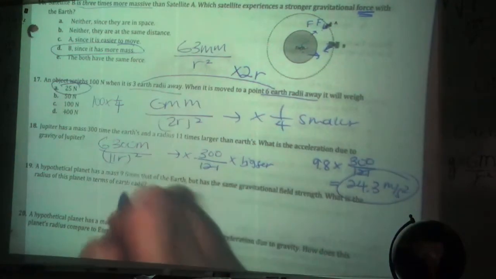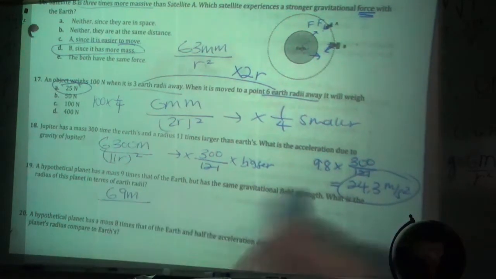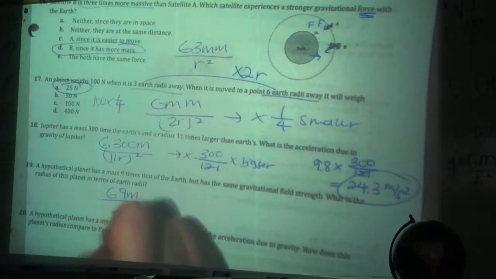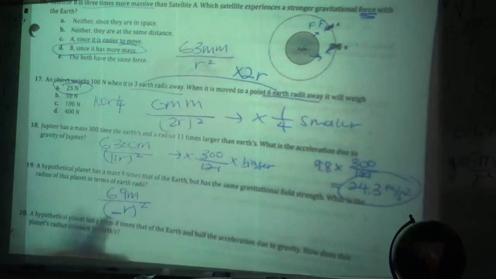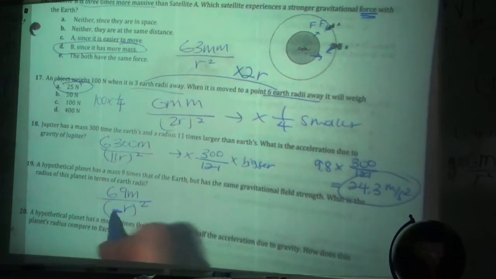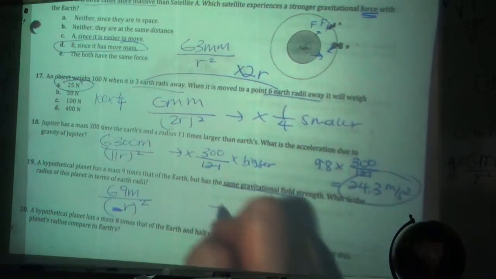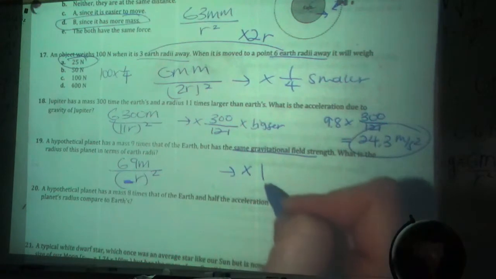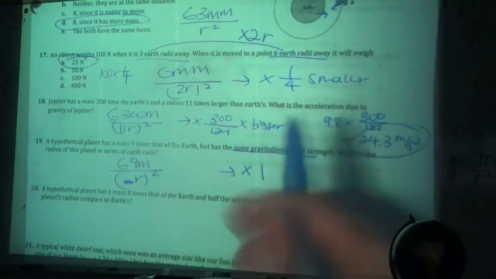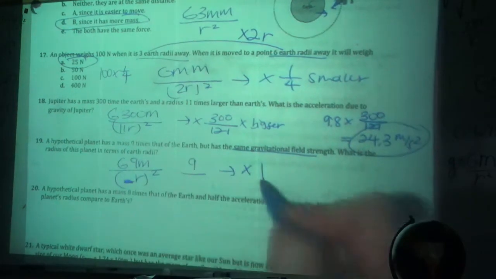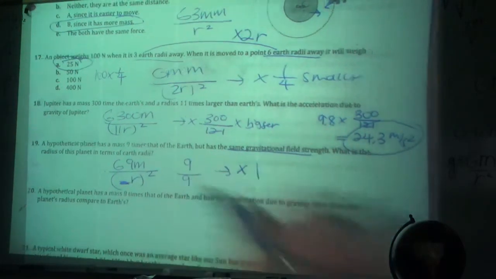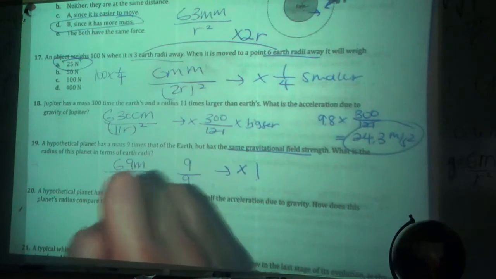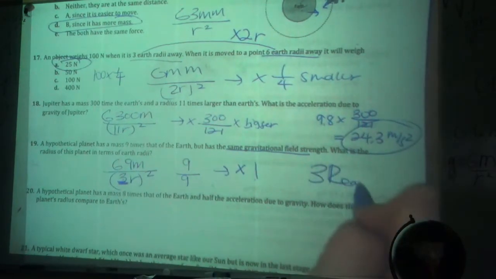A hypothetical planet has 9 times the mass of Earth and the same gravitational field strength. What would you have to do to r? Like, what is this r in terms of the other r? So how many times bigger or smaller is it, basically? If I want to get the same gravitational field strength, then I need to multiply by 1, because multiplying by 1 is the only way it stays the same. If you multiply by 2 or 1/2, you're getting bigger or smaller. So right now I have a 9 on top. If I want to stay the same, then you need a 9 on bottom, which means that you need to triple the radius. Your answer is 3 times the radius of Earth.